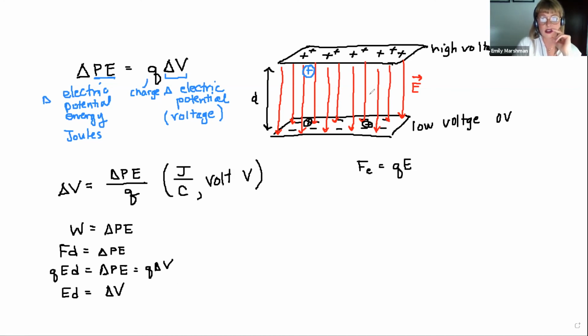This will only work for an electric field that is uniform like this. Okay, but we won't deal with this relationship for a situation in which the electric field is not uniform. So don't worry about that. Okay, so if I know the electric field between the plates and I know the distance between the plates, I can determine what is the voltage between the plates. And I can also go the other way too.